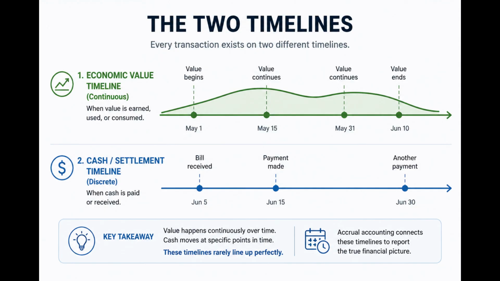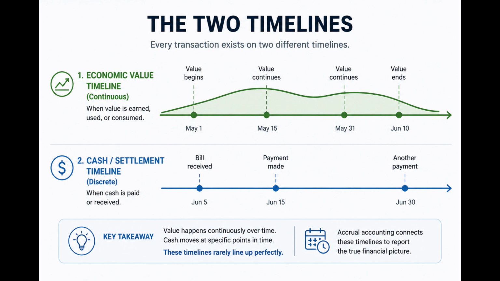So here's the core concept. Every transaction exists on two timelines. Timeline 1 represents the economic value timeline. This is when value is either earned, used, or consumed. Some examples include electricity is used daily. Interest accumulates daily. Subscriptions deliver value over time. This is a continuous process.